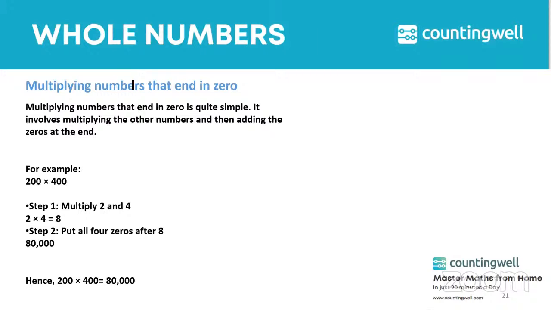Let us see how to multiply numbers ending in 0. Whenever you're multiplying numbers ending in 0, you have to multiply the other numbers, then add the zeros at the end. So here you have to do 2 into 4. Then you have to add 4 zeros, because here we have a total of 4 zeros. So 4 twos are 8. So 8 followed by 4 zeros. So this is our final answer.